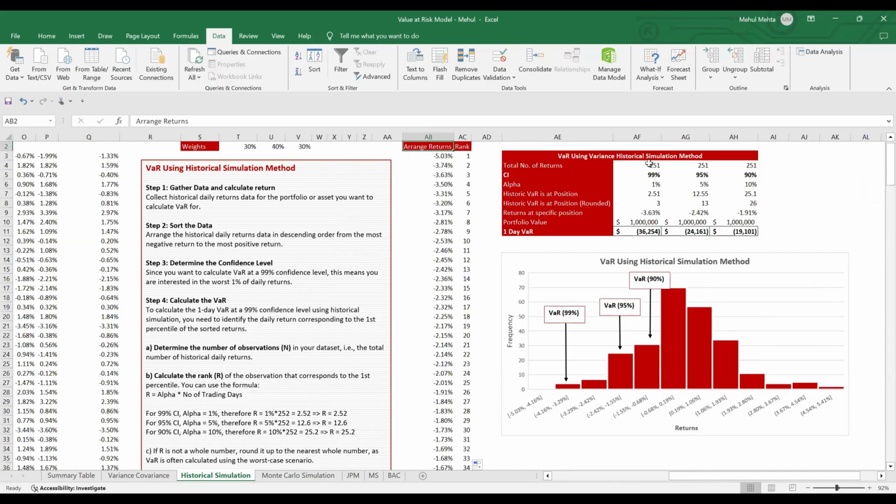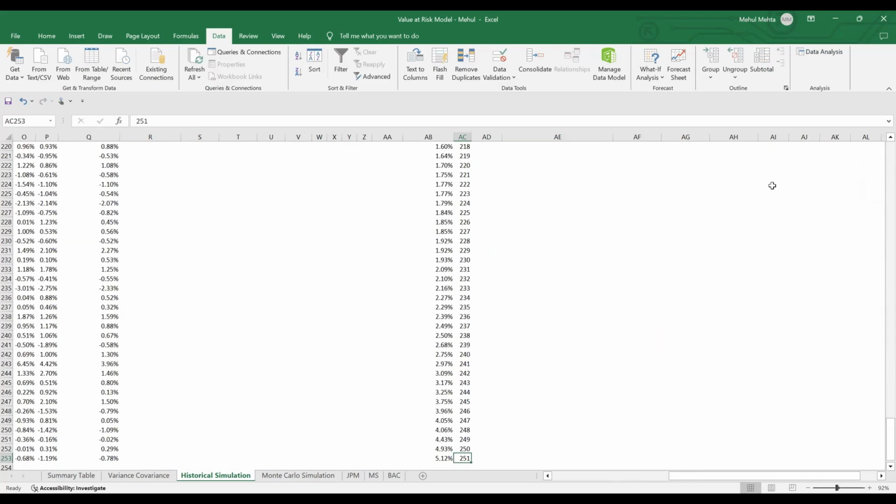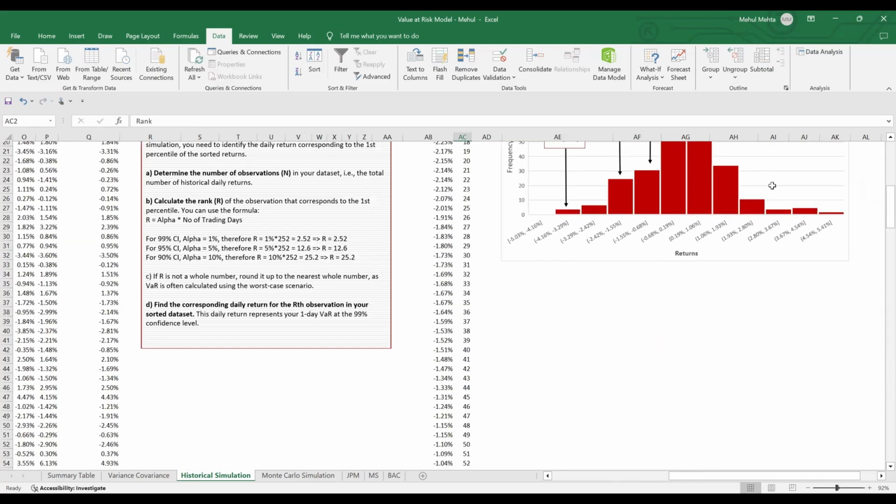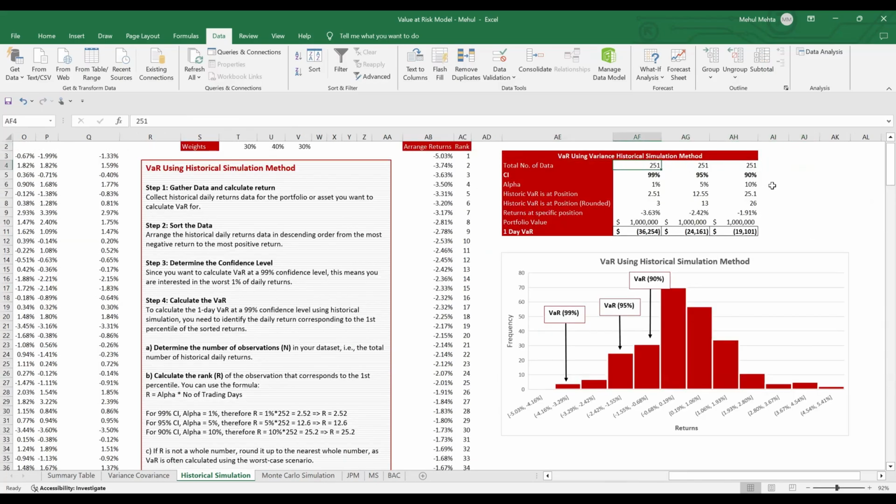Now let's calculate our value at risk using the historical method. The total number of data that we have is 251, right? Because you can basically count, as soon as you add the rank, or the position, we have a total of 251 trading data.